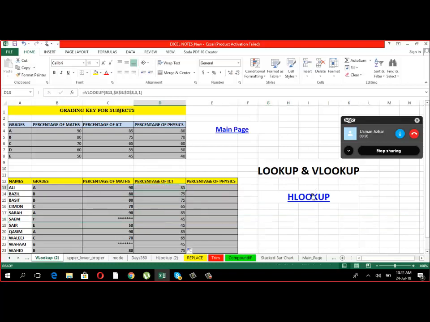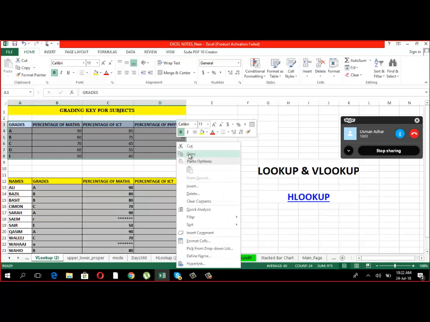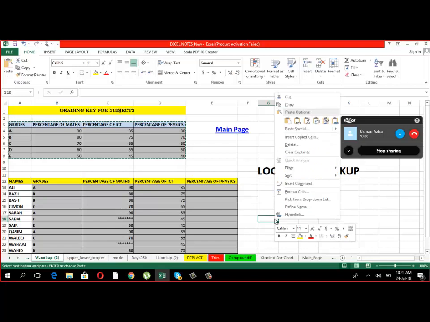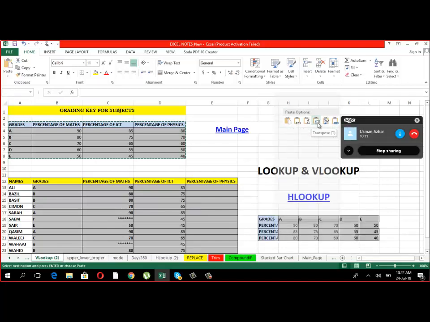Now, what is HLOOKUP? It's pretty easy. Horizontal. Now, see, I'll just tell you something. Just look at this. I will simply copy this, right click, copy. I'll come here, I will right click, and over here you will see something known as Transpose. Can you see this?